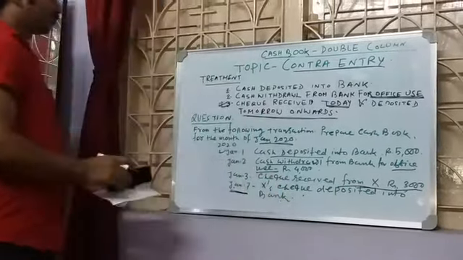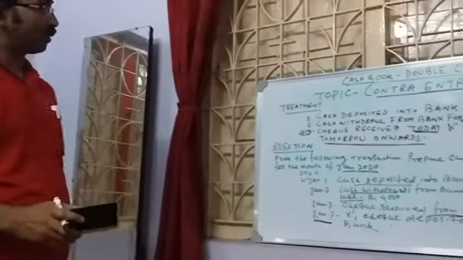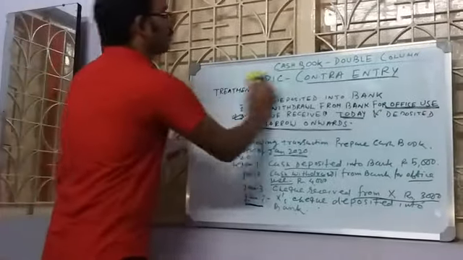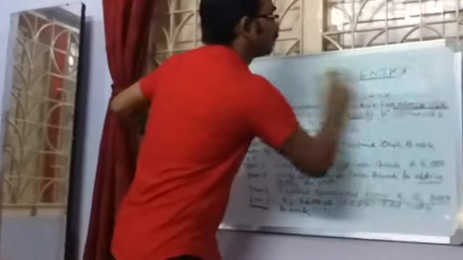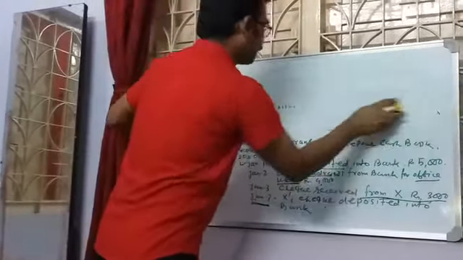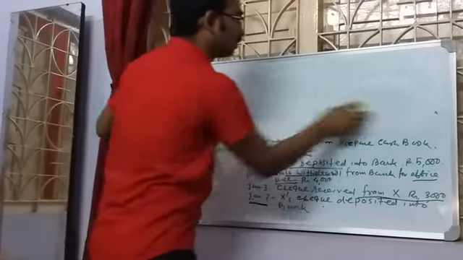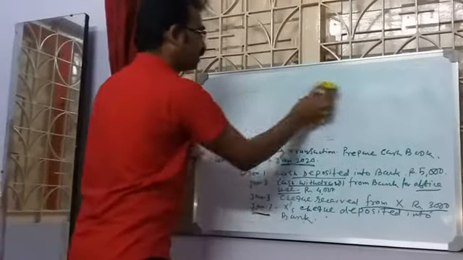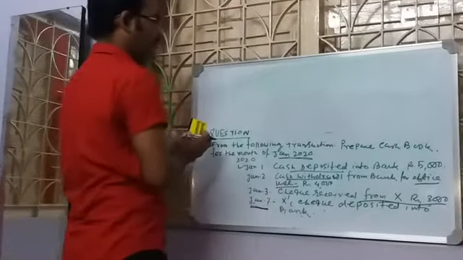Okay. So now I am going to the double column cash book for the solution. Now I am making the cash book. So you know the double column cash book format. This is a very simple format, a ledger format.